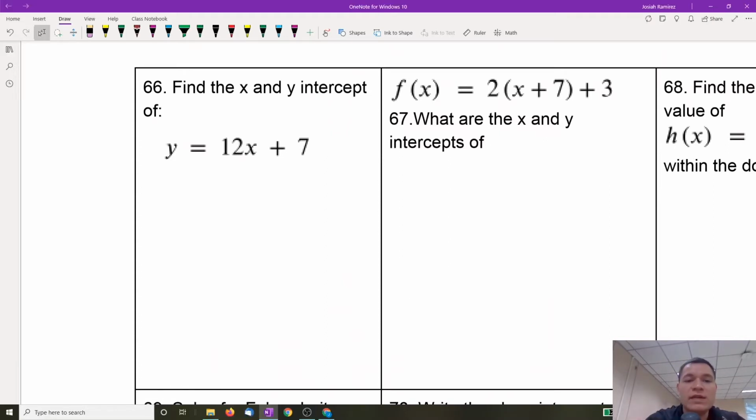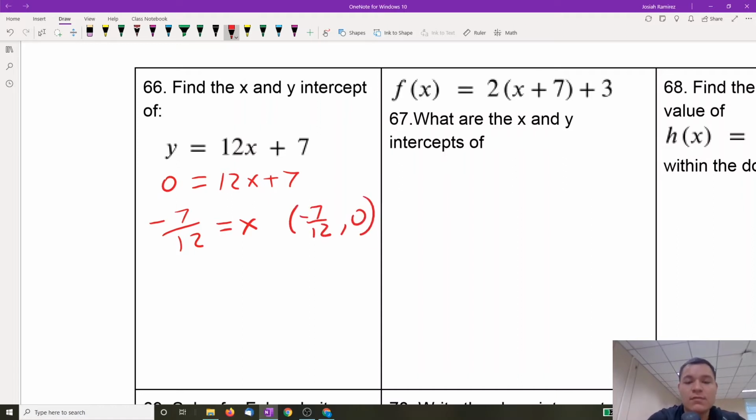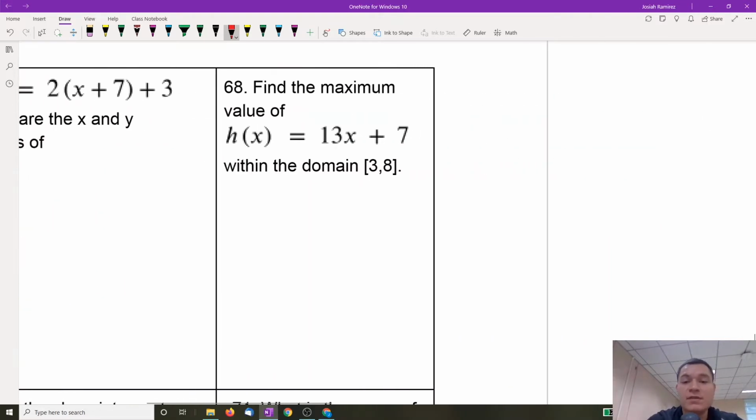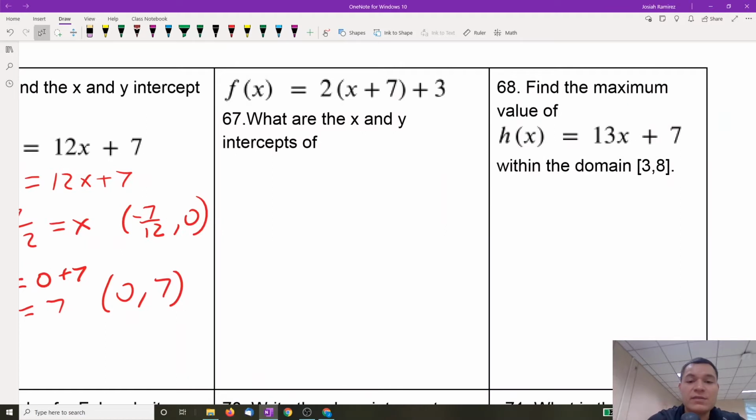Let's go ahead and do the last page. Find the x and y intercept. So we'll put 0. That's the x-intercept. Then let's solve it for y. And there's the y-intercept. Find the intercepts again. So we'll put 0 for y.